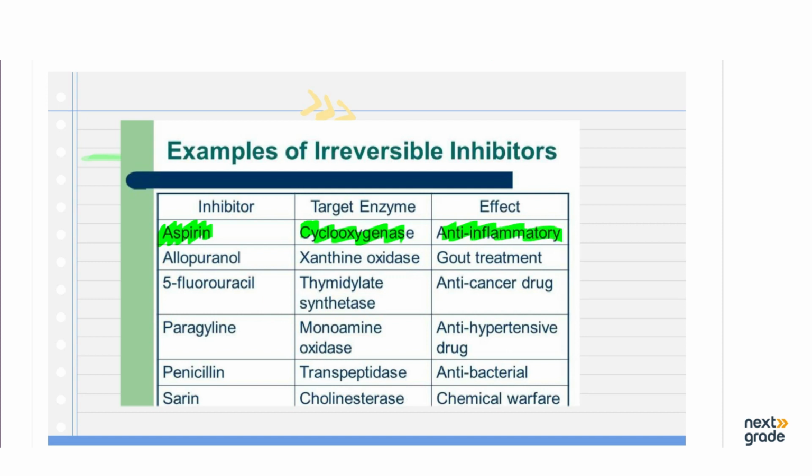Another famous one is penicillin, right? And its target enzyme is transpeptidase. It is antibacterial. The effect that it gives is mostly antibacterial in nature, right? Then there are some other types of inhibitors, other examples, but two are enough for you, right?